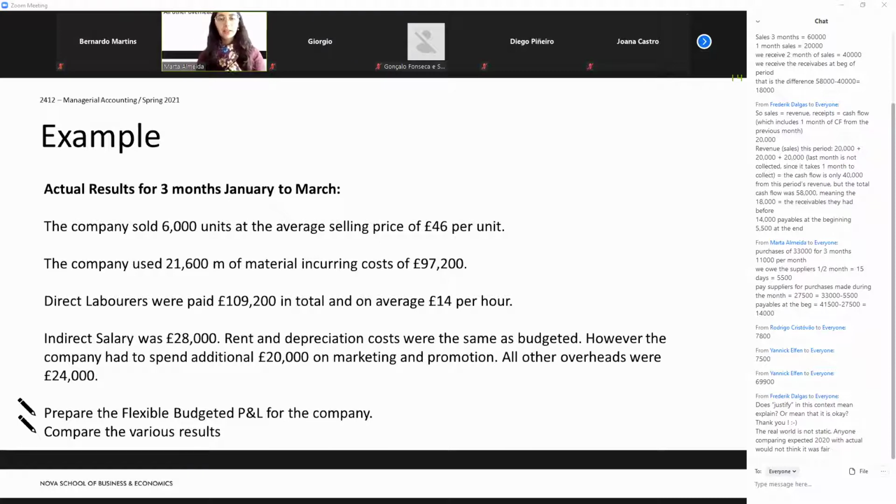So we were here in this example, in which we had the actual results for the company. We had the budget that we did last week. We prepared the P&L with the actual results, and now they are asking us to prepare the flexible budget. So that's what we're going to do now.